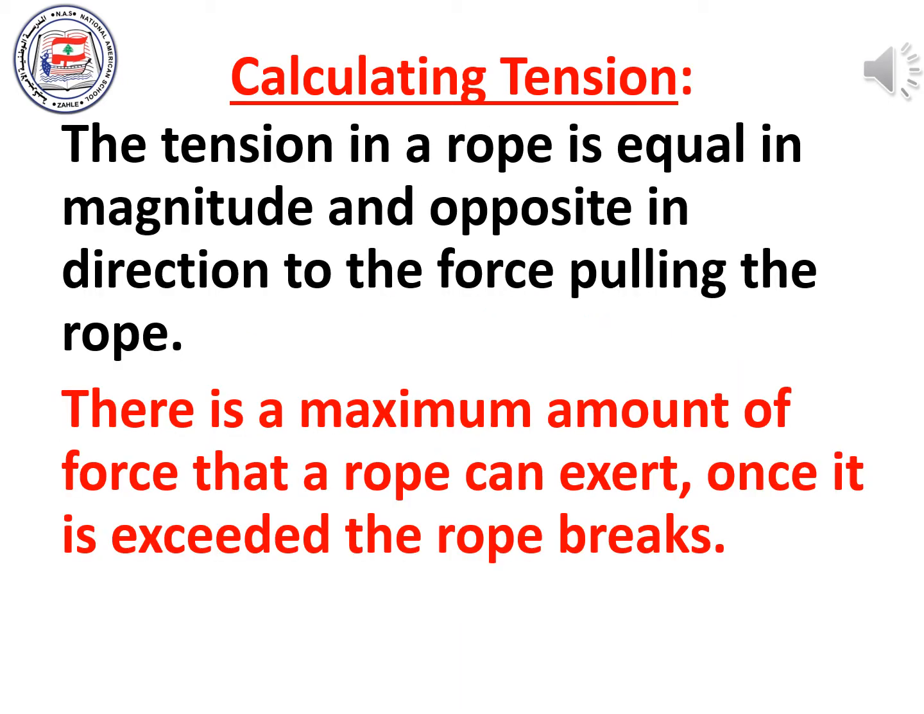Now we are going to talk about calculating tension. The tension in a rope is equal in magnitude and opposite in direction to the force pulling the rope. So if you're pulling a rope downwards with a force of 30 newtons, the tension in the rope is upwards with a force of also 30 newtons, because they are equal in magnitude and opposite in direction. And you must know that there is a maximum amount of force that a rope can exert. Once it is exceeded, the rope breaks. So let's say I have a rope that can exert a maximum force of 50 newtons. If I exceed this amount of force when I pull, the rope breaks.